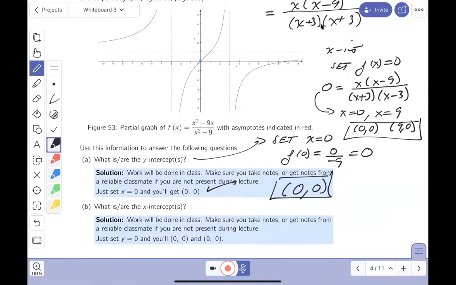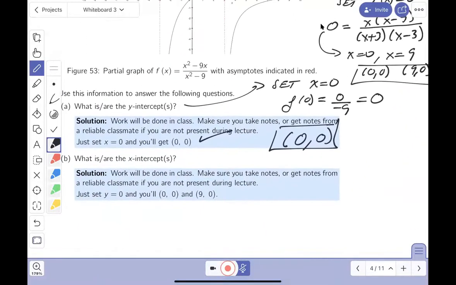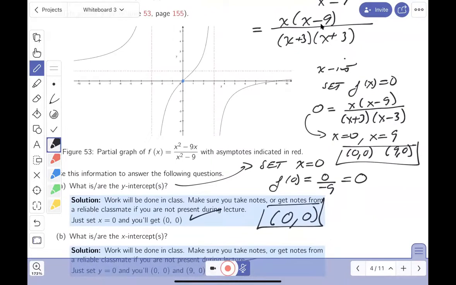Let's look at the key, see how we did. Oops, sorry about that. I'm seeing it. Let me look at my picture, though. Well, I already have the 0, 0 down. Let's see if I have the 9, 0 down. I'm seeing it. It's right there. I feel good about that.